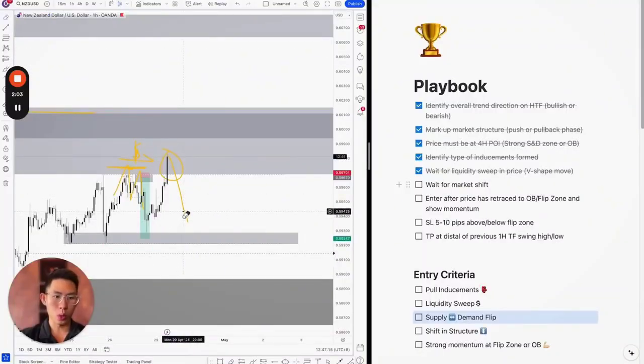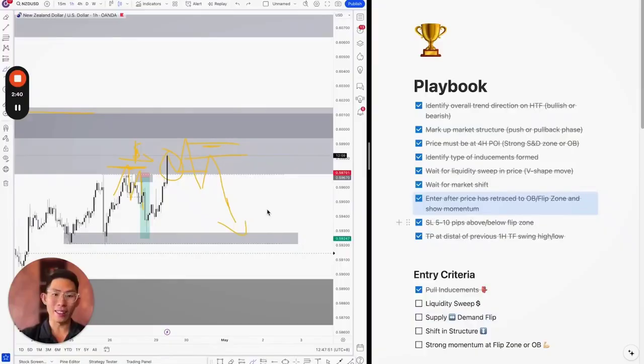Let me just show you. So price will potentially create the market shift, right? Let's say this is the high and low, and then it comes down here, creates that market shift, and then it will come back up to retrace to the order block that created the market shift, or some sort of flip zone that we have right here, and then show momentum, and that is when you can enter for that sell. You place a stop loss above these highs and take profit at the next swing low, which could potentially be right here, somewhere right around here. And that will be basically my entire checklist all being checked.